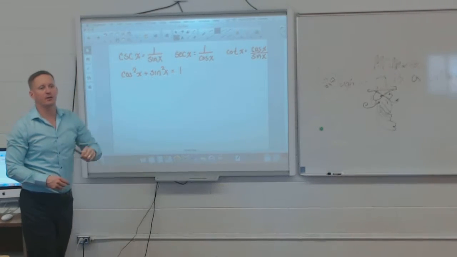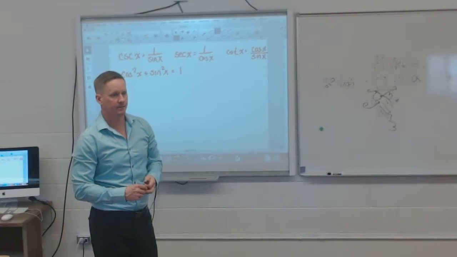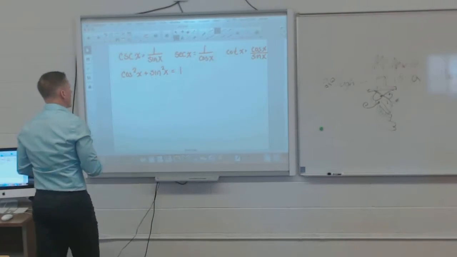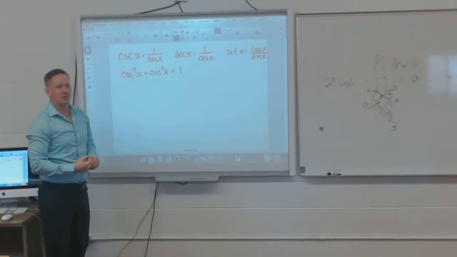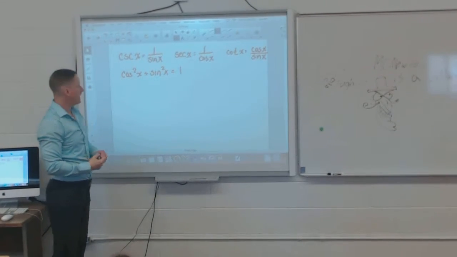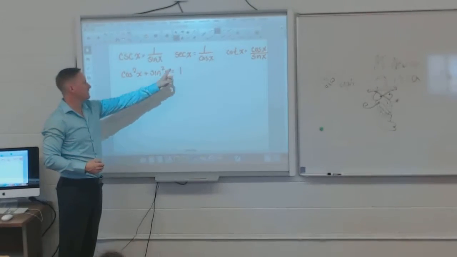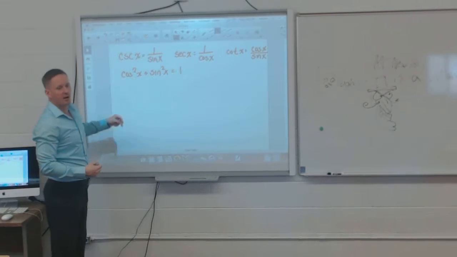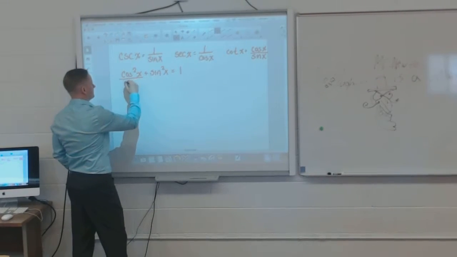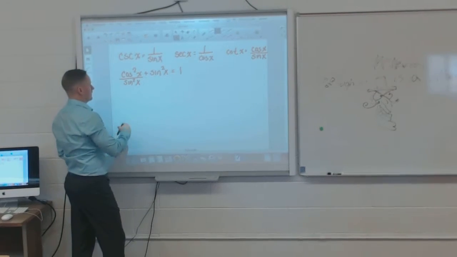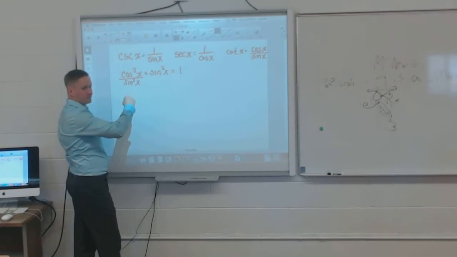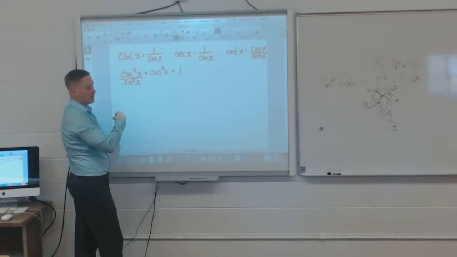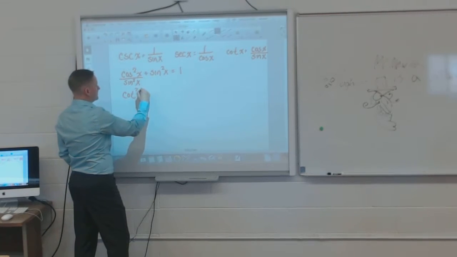Now from this identity, we can create 2 or 3 more identities. For example, let's say I divided all of this by sine squared theta. So that by sine squared, that by sine squared, and that by sine squared. I can create another identity. Cos squared over sine squared, what is that? Cotan squared x.